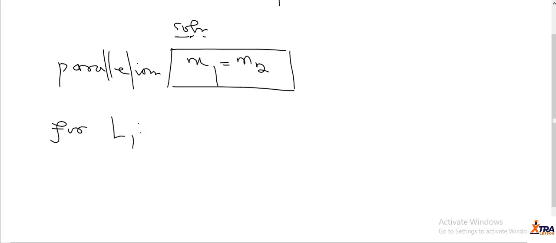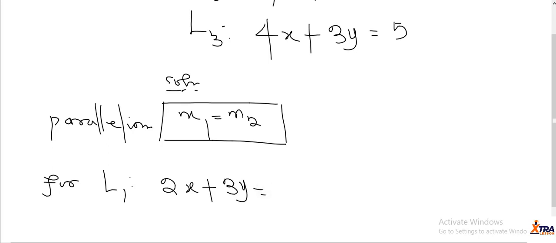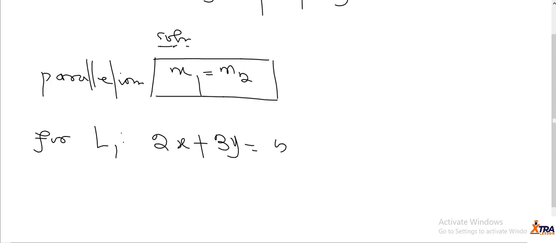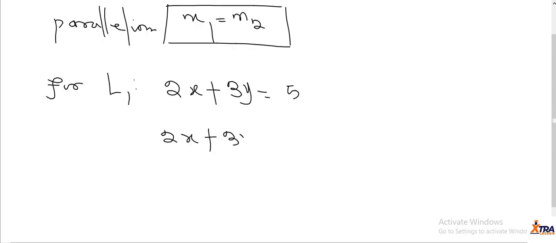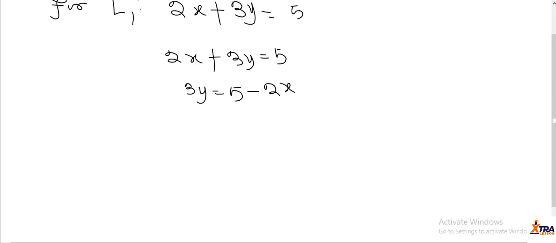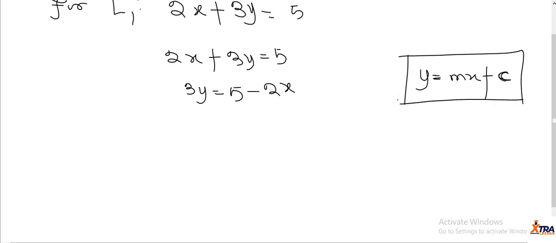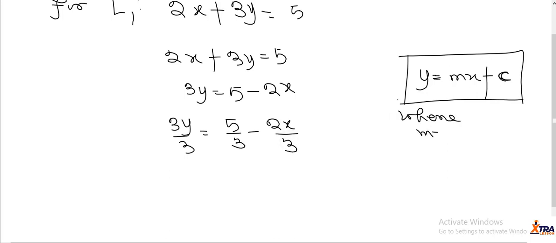So let's calculate the gradient of L1, which is 2x plus 3y equals 5. We transfer 2x to the other side, so we have 3y equals 5 minus 2x. The next thing is to divide both sides by 3, because the equation should be expressed in the form y equals mx plus c, where m is the gradient and c is the constant.